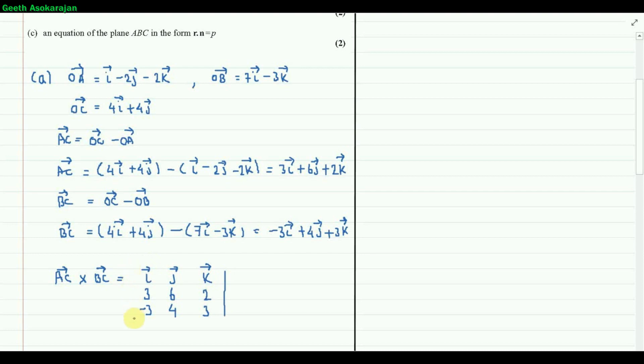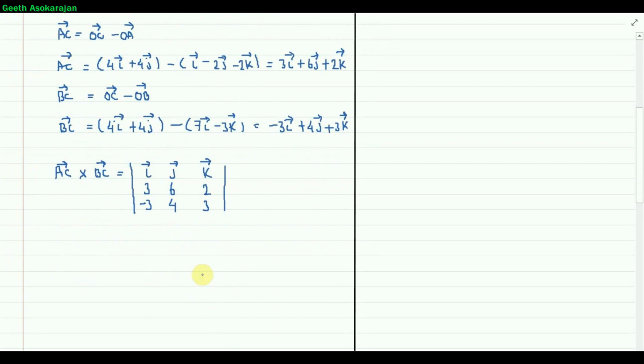So the determinant is signified by this symbol here mathematically. Now to evaluate this determinant, what I normally do is write the signs associated with the first row. The signs associated with the first row are plus, minus and plus, and then I expand using the first row.